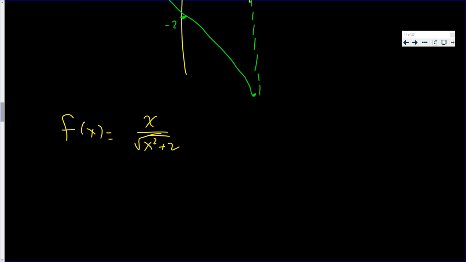Now, this is approximately equal to x over just the square root of x squared. But that equals x over the absolute value of x, and that's going to be plus or minus 1. If x is positive, you get x over x, which is 1, and if x is negative, you get x over negative x, which is negative 1.